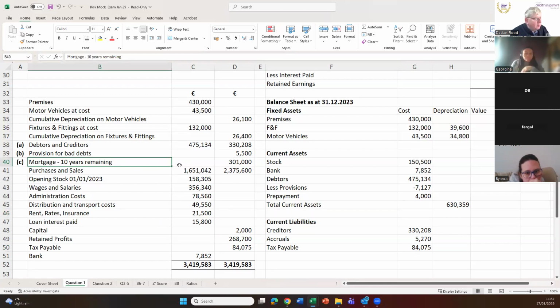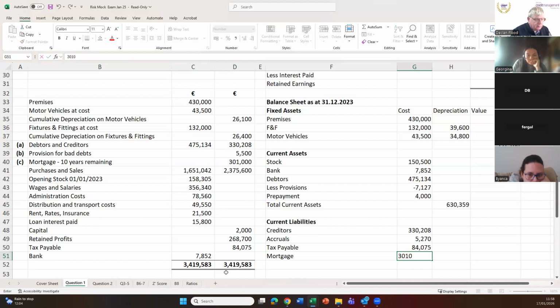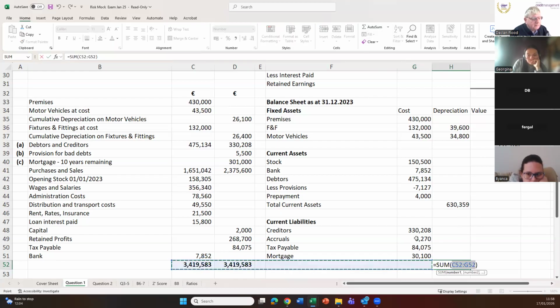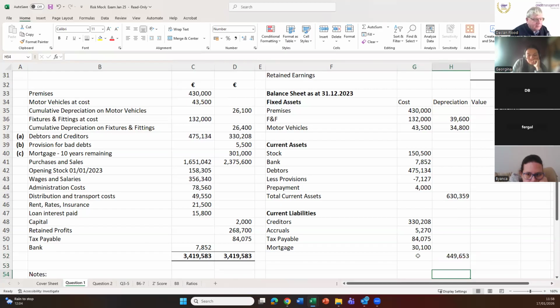So our mortgage has 10 years remaining, and we owe 301,000. In other words, to divide it by 10 simply, we have to pay 30,100 per year. So if we have to pay 30,100 per year, our mortgage is 30,100. So we have to pay 30,100 next year, and then the balance goes in as a long-term loan. So let's just do that. Add those up. So now I have 449,653.